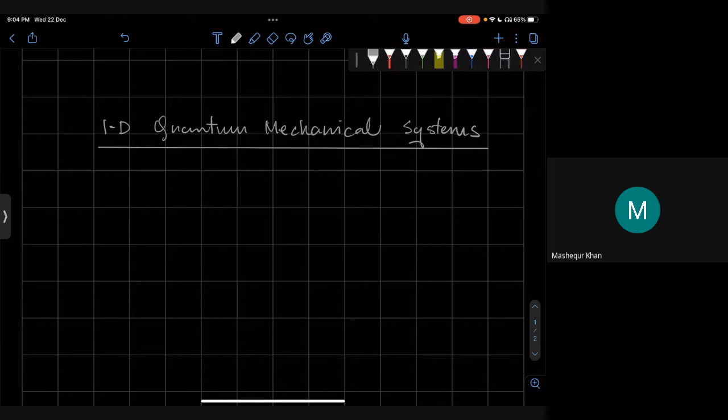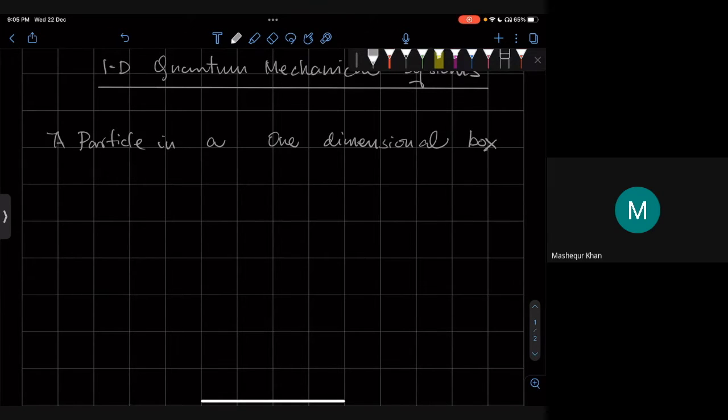Okay, so last time we looked at the particle in the box. So let's call it a particle in a one-dimensional box. And so what was the potential of such a system? We drew that to be, so this is, if this is our x-axis.